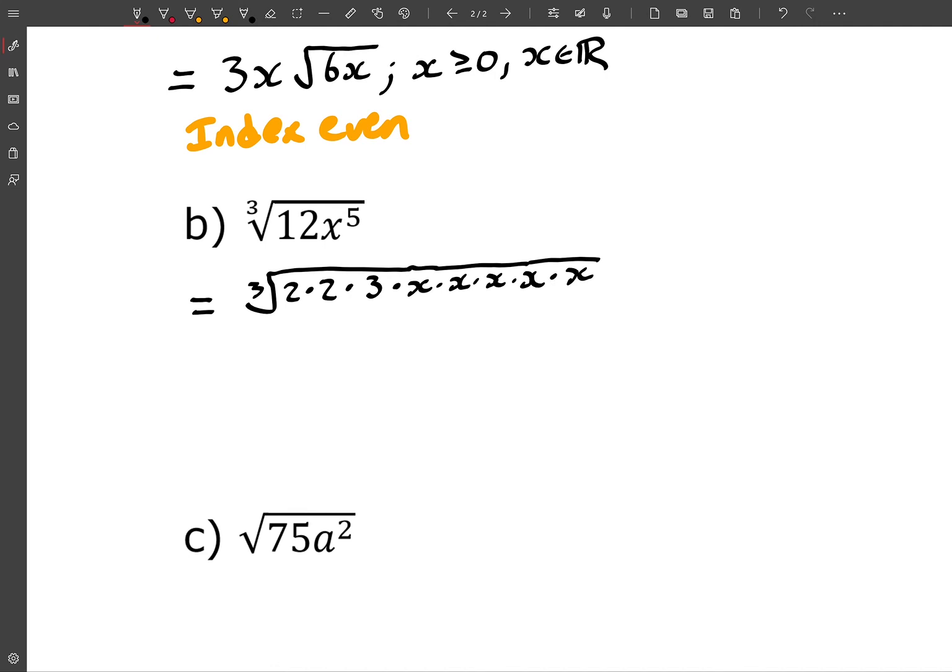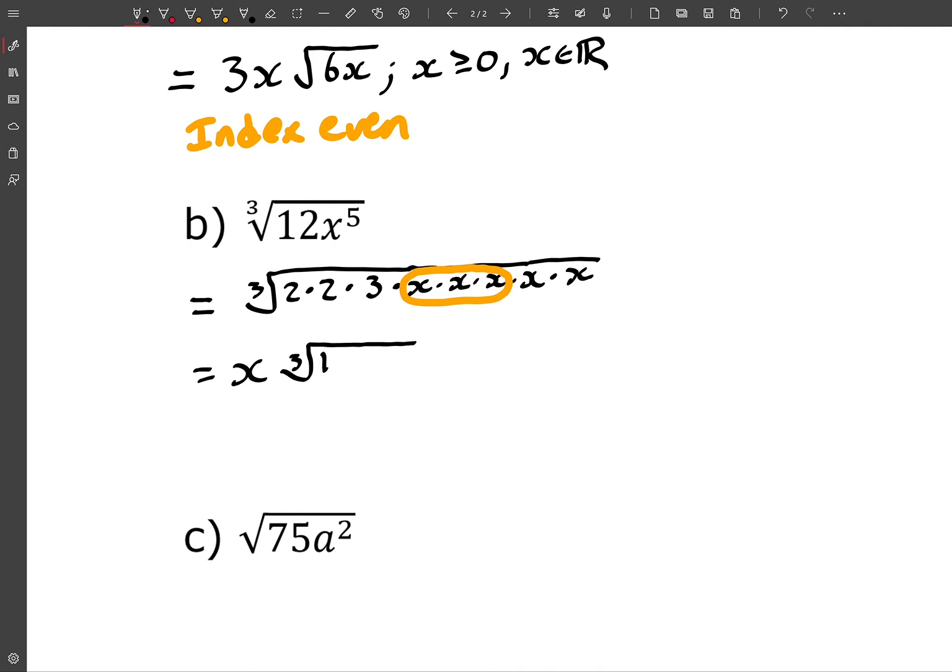All right, so I'm looking for groups of 3. Now you'll notice in my prime factors of 12, there are no groups of 3 of the same number. So that means I can't pull anything out of the radical there. But I do have a group of 3 x's. So that means I can pull out an x.